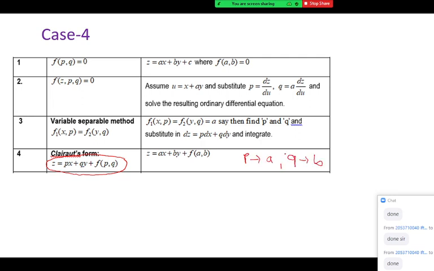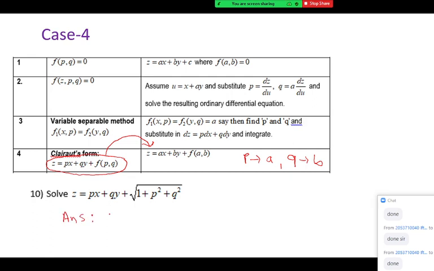We get the corresponding solution. So if we replace p by a and q by b, the solution is z equal to ax plus by plus f of a, b. I will show you one question here. The question is like this: solve z equal to px plus qy plus root of 1 plus p square plus q square. What should be the answer?